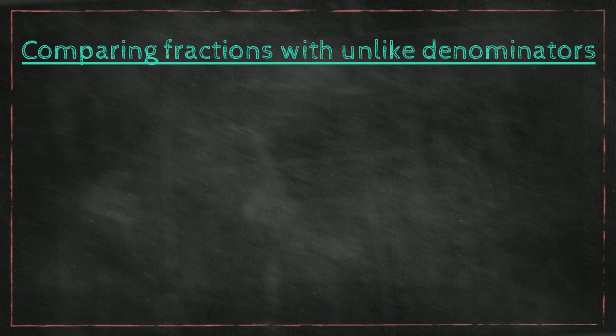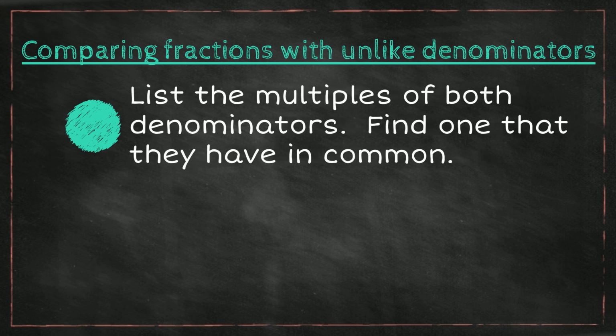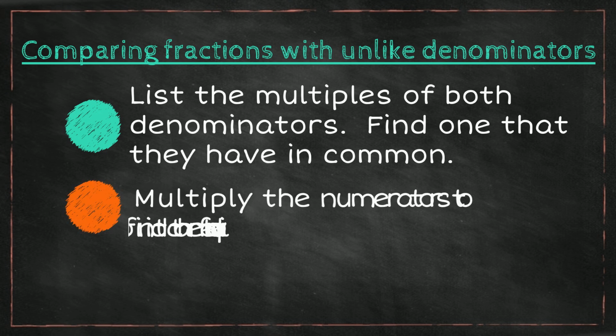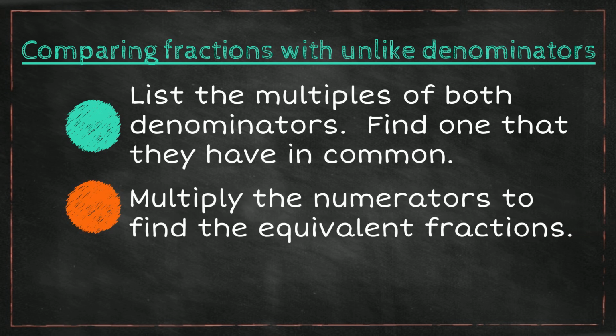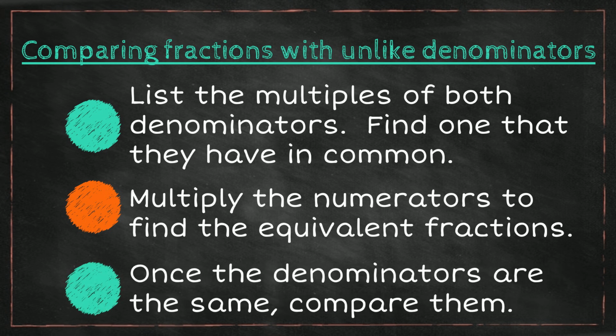Let's review what we just did. To compare fractions with unlike denominators, first we listed the multiples of both denominators, and then we looked on both lists to find a number they had in common. Next, we multiplied the numerators to find equivalent fractions. And finally, we were able to compare the fractions once the denominators were the same.